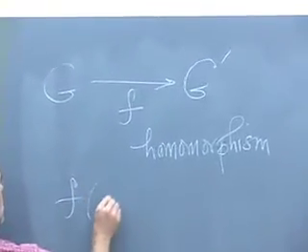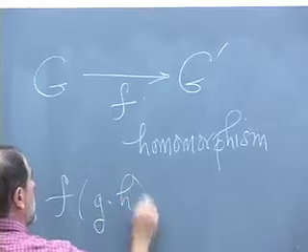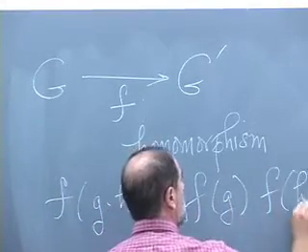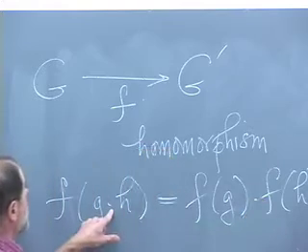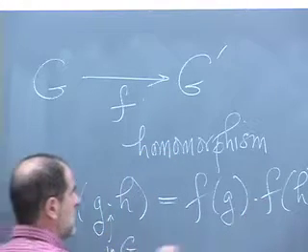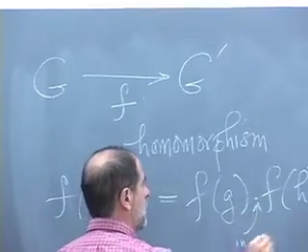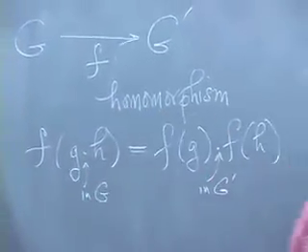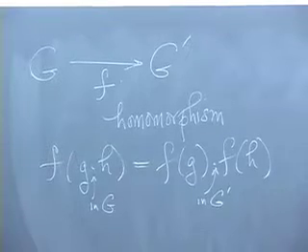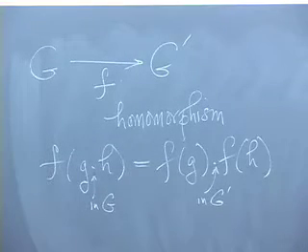So f of g times h is f of g times f of h, where this multiplication takes place in G, and this multiplication takes place in G prime. So the analogy is like a linear map between vector spaces. It takes the addition in one vector space to another. It takes scalar multiplication to another.